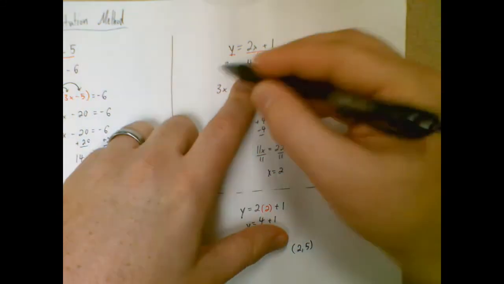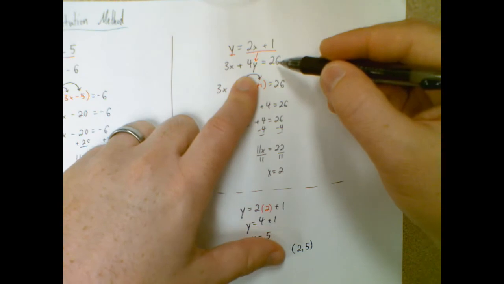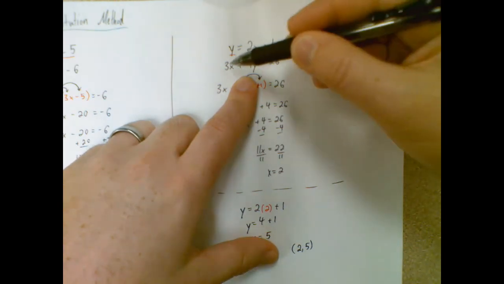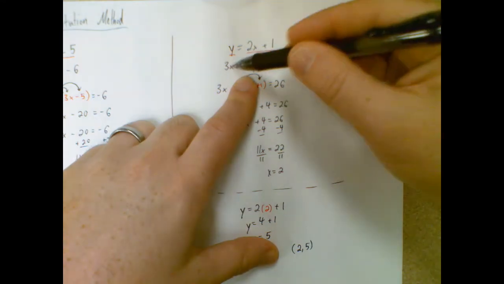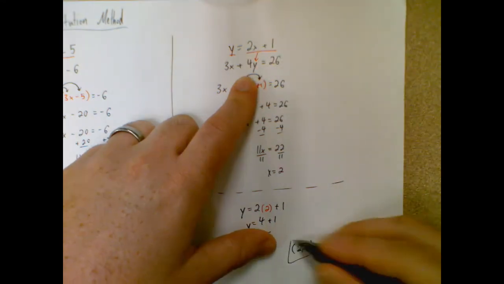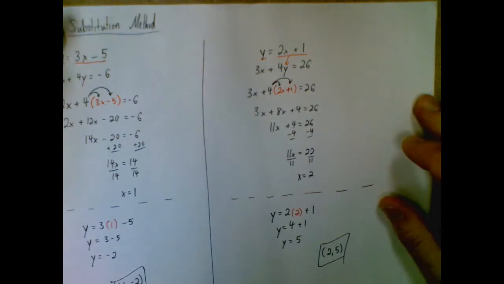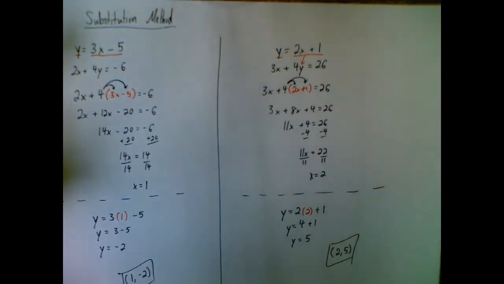And let's plug it back into our second original equation to see if it works. So we have 3 times 2, which is 6. 4 times 5 is 20. 6 plus 20 is 26. So we are correct. So that's kind of how substitution works. So try it out and see how it goes.